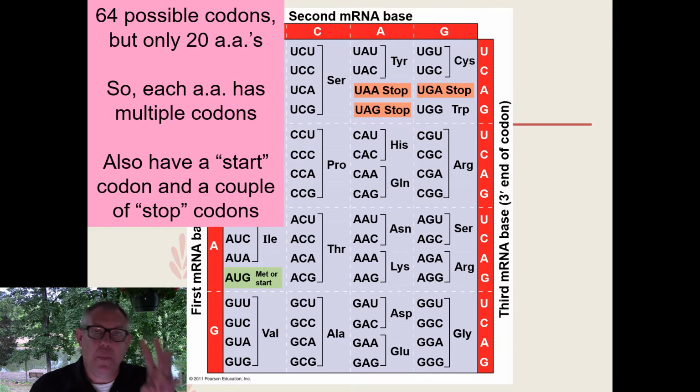So since you've got 4 bases in RNA, taken 3 at a time, there's 64 possible codons, and they're all represented here. But there's only 20 amino acids. You remember from the protein chapter that we talked about that there's only 20 amino acids that are used to make your protein. So each amino acid has several codons that code for it. It's redundant. You also see in this chart there's one start codon and a couple of stop codons, and those also give information to the ribosome.